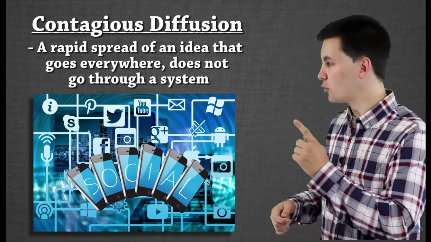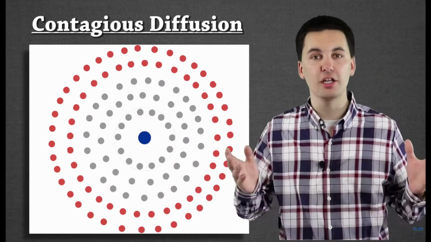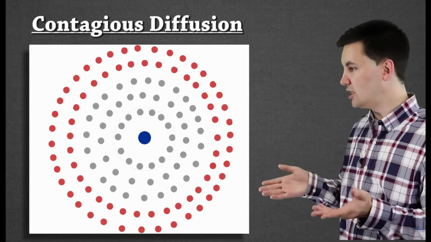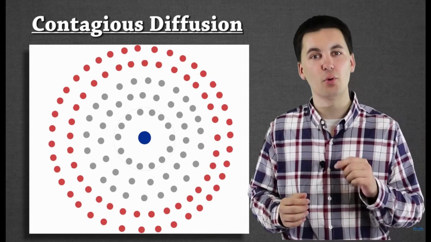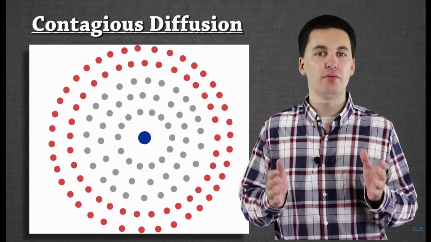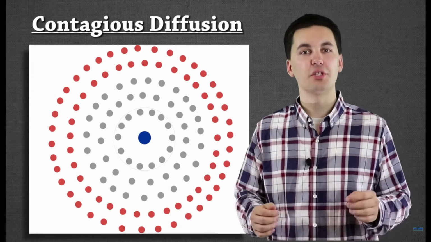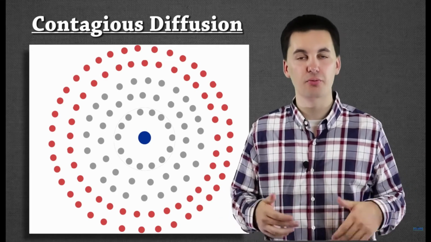We can see a great visual right here, where we can see the center point, our hearth, and it's spreading in all directions. Here, the idea, the topic, whatever we're talking about, is going all over the place, and everyone has access to it. When you're thinking of contagious diffusion, think of a viral video or a viral tweet, something that spreads fast and it goes to everyone. No one is kept out of the loop from the information.